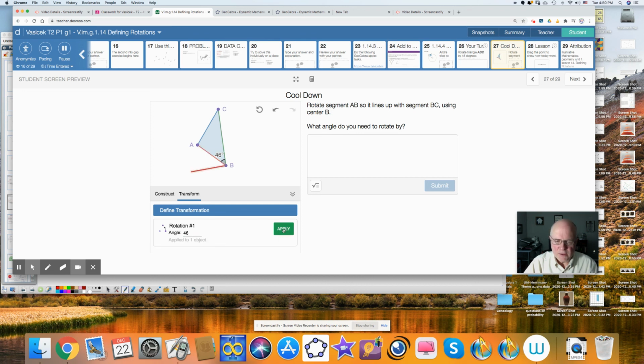When I applied that, oh dear, it went the wrong direction. So I really want to go negative 46 degrees. Negative 46 degrees will take it counterclockwise. The default is clockwise. In Desmos, to specify counterclockwise, you have to do it negative.